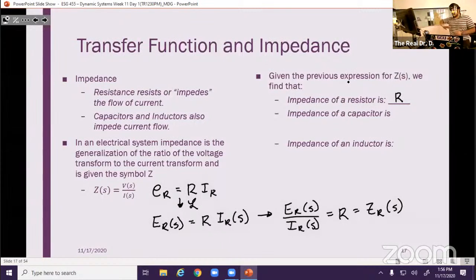Essentially, where do these come from? We can normalize these elements based off of Ohm's law. We're going to use our elemental equations and just take the Laplace transform of them and solve for E of S over I of S.